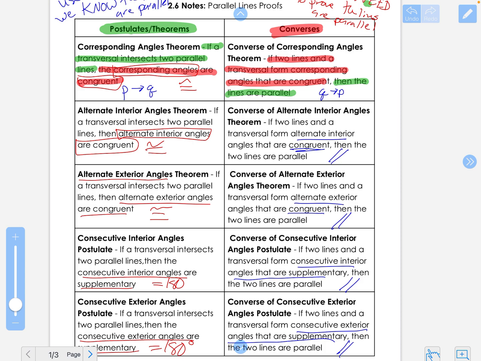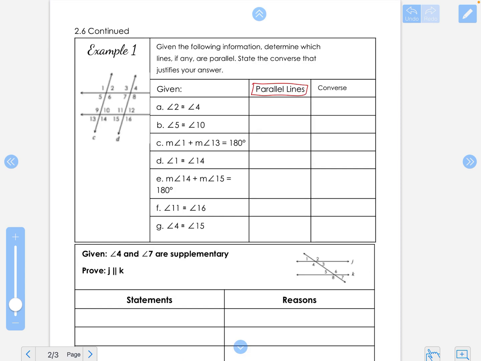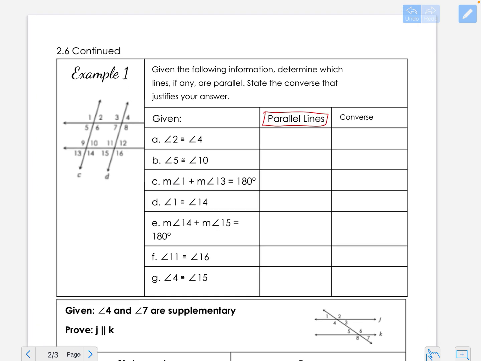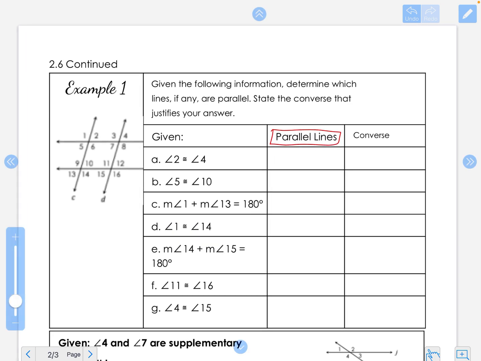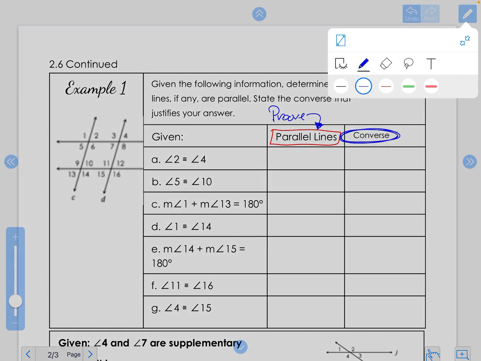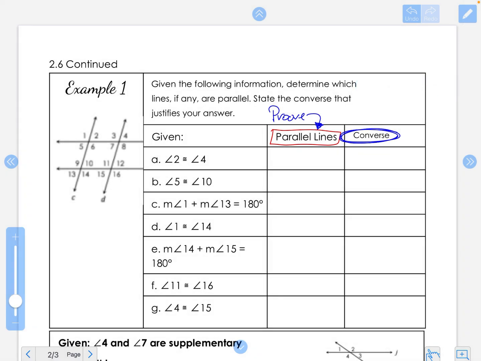We use the original postulates and theorems when we know that they are already parallel and are trying to prove the angle relationships. So in this first bit of our notes, we are trying to prove that the lines are parallel. So if we're trying to prove that the lines are parallel, then we want to use the converse. When we are doing this, first and foremost, we have to figure out which angles we know, what our transversal is, and what lines we're looking at for parallel.